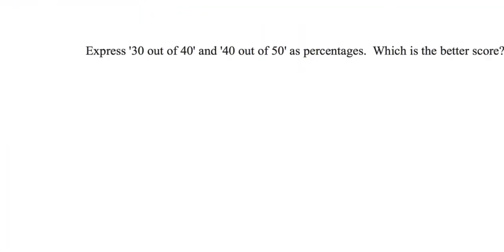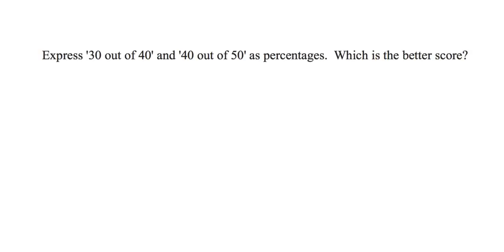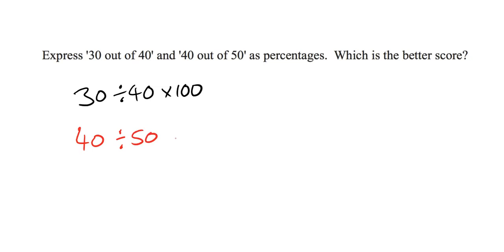Right, let's do this again. So express 30 out of 40 and 40 out of 50 as percentages. So 30 divided by 40 times 100 is how we're going to get that first one. What we scored divided by the total amount times 100. Then in the second one, we're going to do 40 divided by 50 times 100. Our score divided by the total we could have scored times 100.